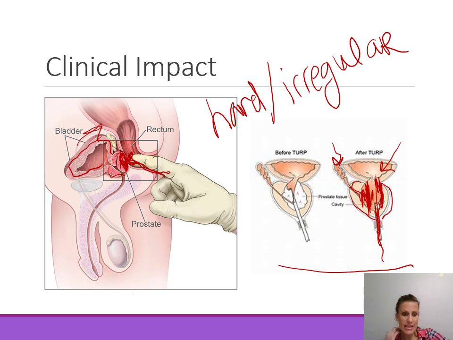All right, that is it, guys. In part 2, we will continue on with other viscera or other organs of the pelvic cavity.